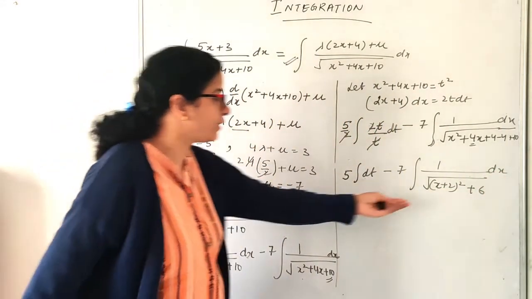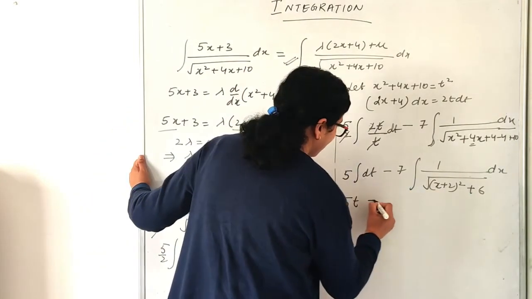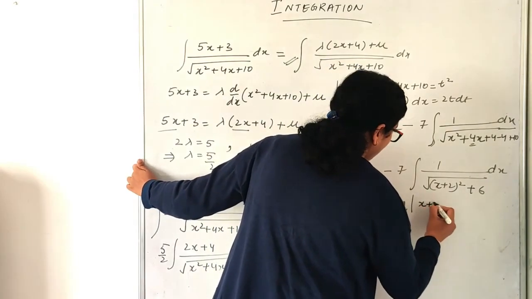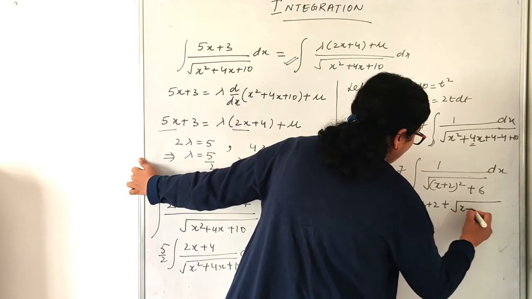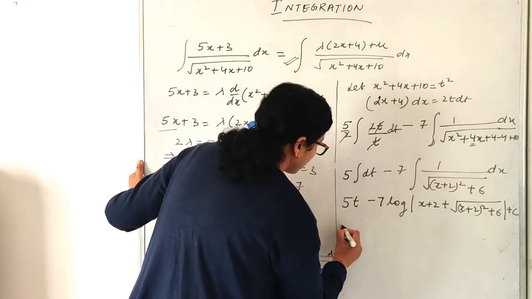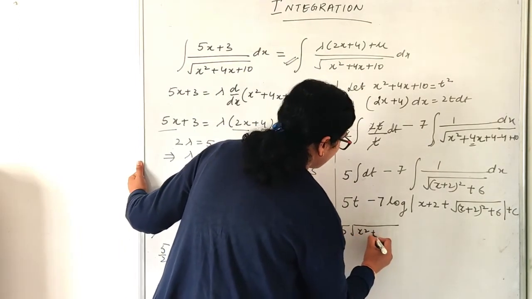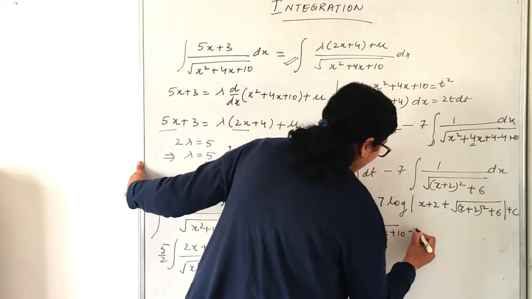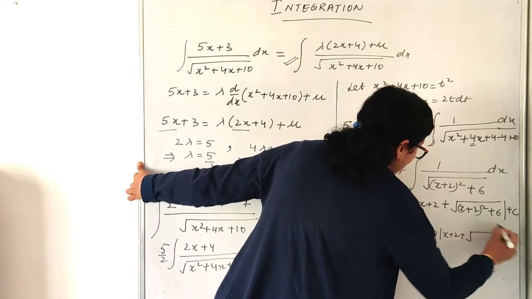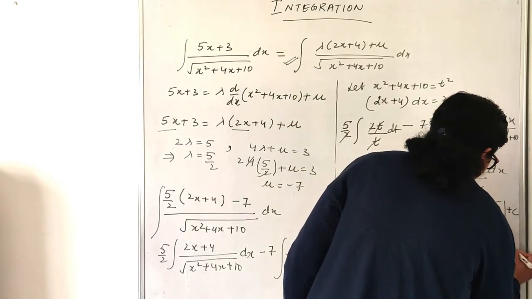Now we can directly apply the formula over here, under root x square plus a square. So it will become 5t minus 7 log, see it is in under root. So x plus 2 plus root x plus 2 whole square plus 6 plus c. Substitute the value of t over here. It is root x square plus 4x plus 10 minus 7 log x plus 2 plus, solve this part. So you will get x square plus 4x plus 10 plus c.